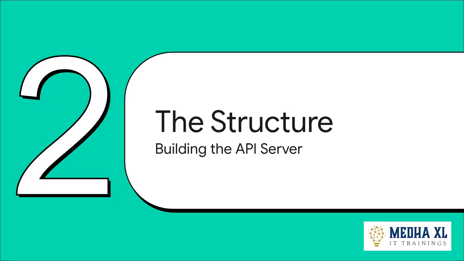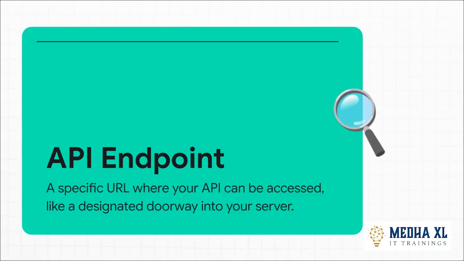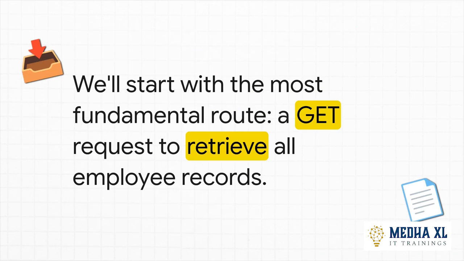The ground is prepped. So now it's time for the main event, building the structure itself, the API server using Node.js and Express. So you'll hear this term a lot, API endpoint. What is it? Well, if the API is our bridge, think of an endpoint as a specific lane of traffic or a designated doorway. Each one has its own unique URL, like /api/employees, and it's built to handle one very specific job, like getting all the employees or adding a brand new one.